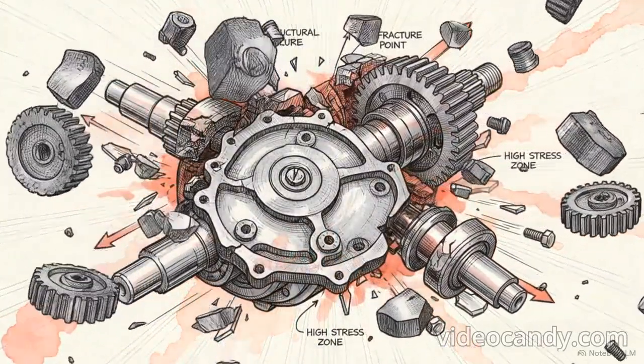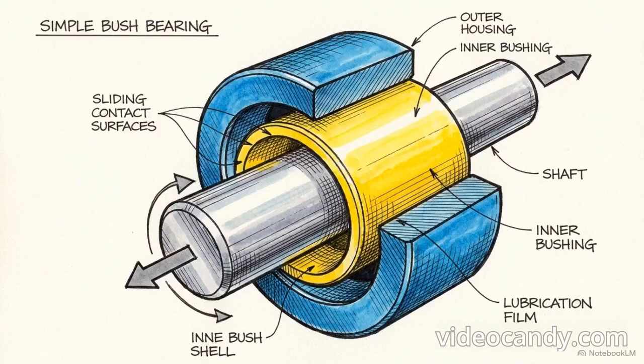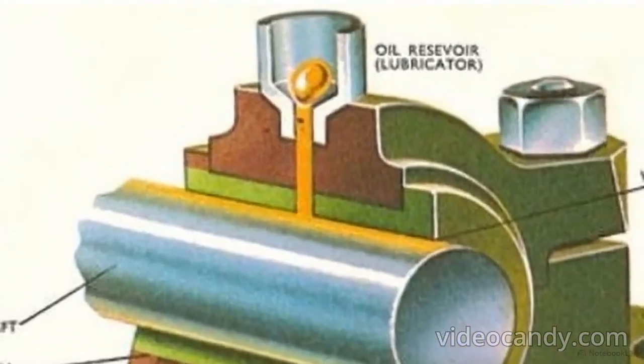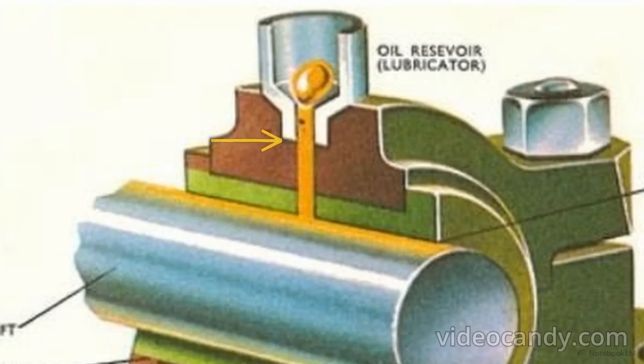destroy themselves in seconds. The most basic solution to shaft friction relies on fluid dynamics rather than internal moving parts, the bush bearing. This technical diagram of a pedestal bush bearing shows the two primary structural components, a fixed outer housing and an inner shell where the shaft rests. Notice the reservoir at the top. This introduces a steady supply of external lubrication down into the gap.